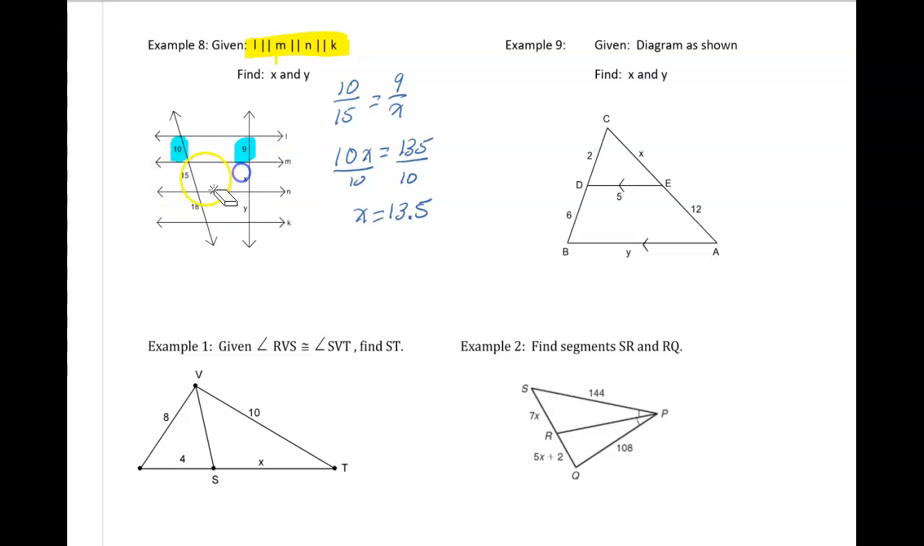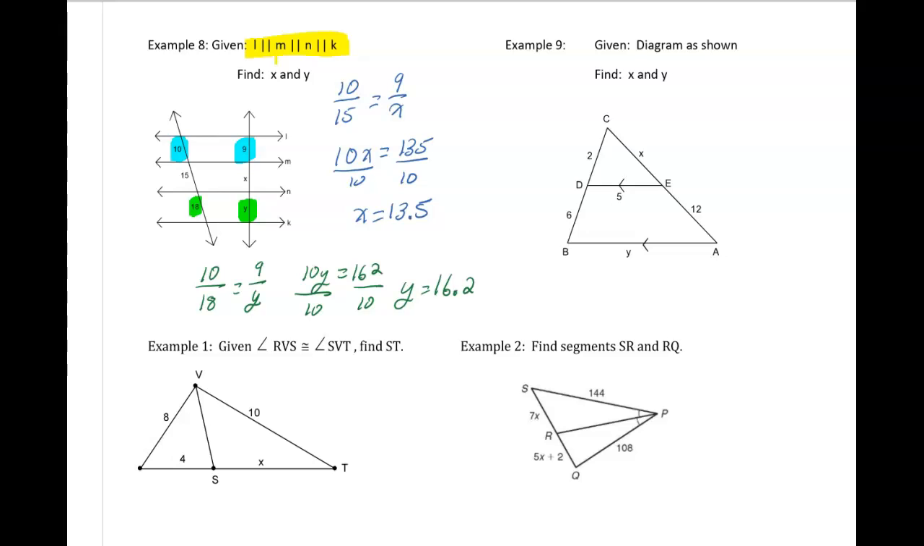For y, I still will use the 10, but this time I'm going to say 10 over 18 is equal to 9 over y. So they're in the kind of the same spot, so the proportion would be 10 over 18 is 9 over y. Again, when we multiply, we'll get 10y is equal to 162. Divide by 10, and we get y to be 16.2.